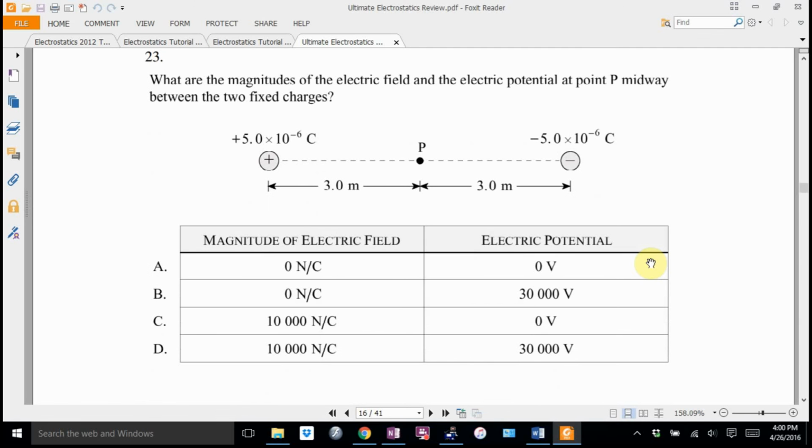23 is great. Electric field and electric potential. Make sure you don't get them mixed up. One is kQ over r squared. One is kQ over r, not squared. Don't get them mixed up.